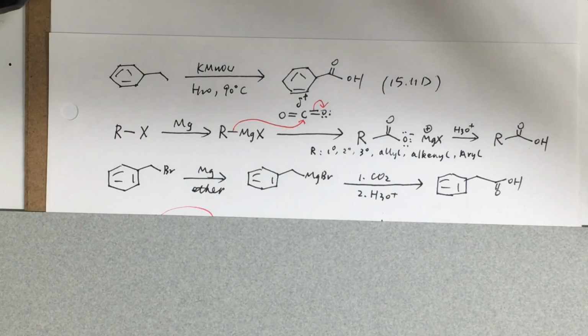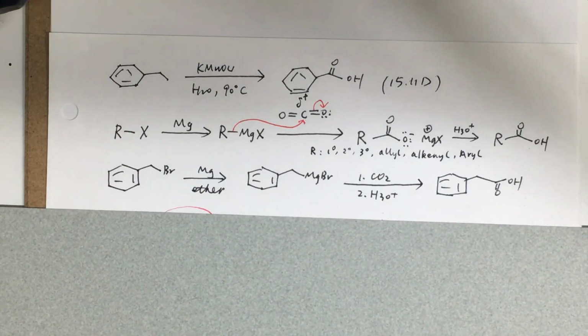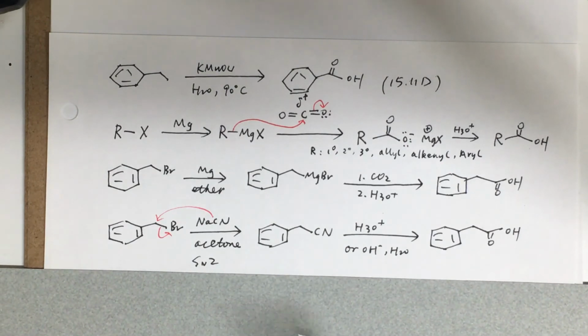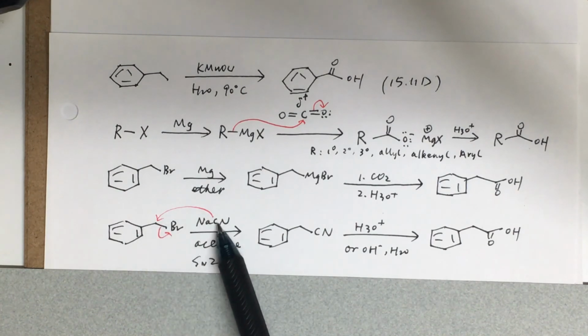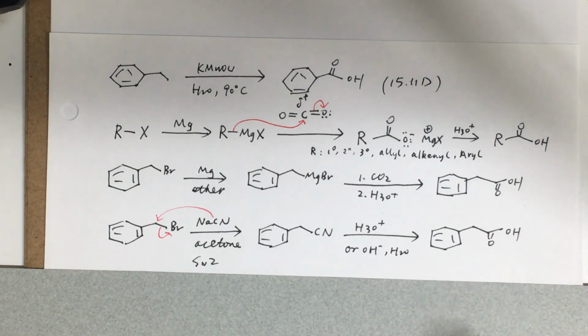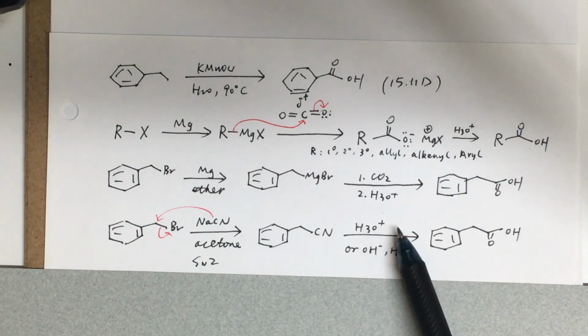Same starting material, same benzyl bromide, you could treat a benzyl bromide with sodium cyanide, undergoes an SN2 reaction, nucleophile attacks on the benzylic carbon, removing the leaving group in the same step, generating the corresponding nitrile compound. This nitrile compound could turn into its oxygen derivative, or in other words, carboxylic acid, under either acidic or basic condition.